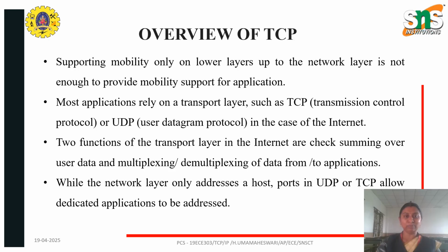Most applications rely on a transport layer such as the transmission control protocol or the user datagram protocol in the case of the internet. Two functions of the main transport layer in the internet are checksumming over the user data and multiplexing or demultiplexing the data to and from the applications. While the network layer addresses the host, the ports in UDP or TCP allow dedicated applications to be addressed.